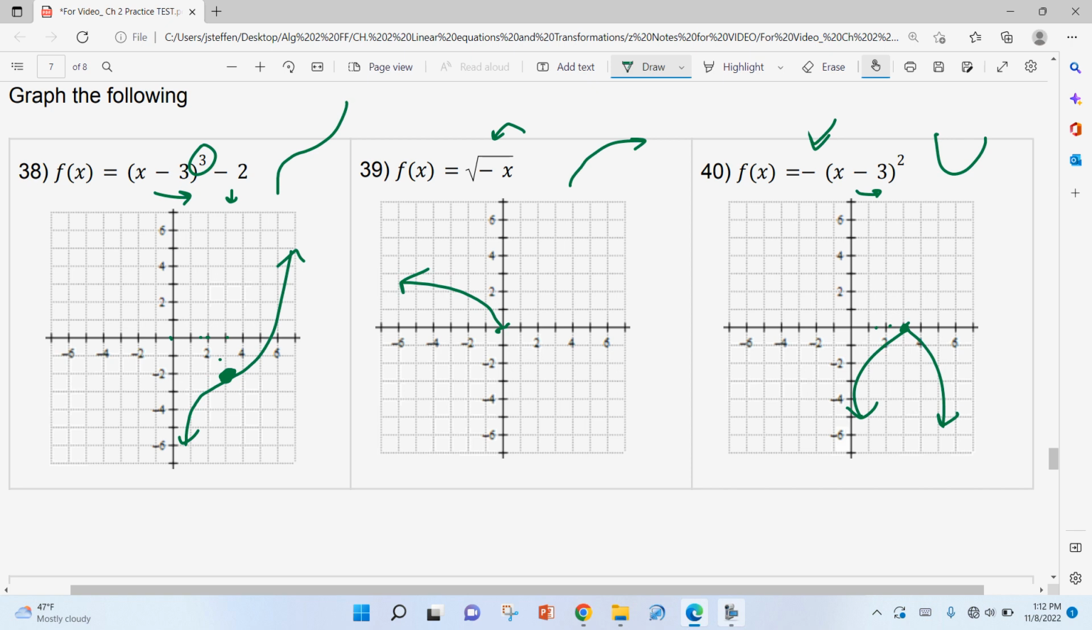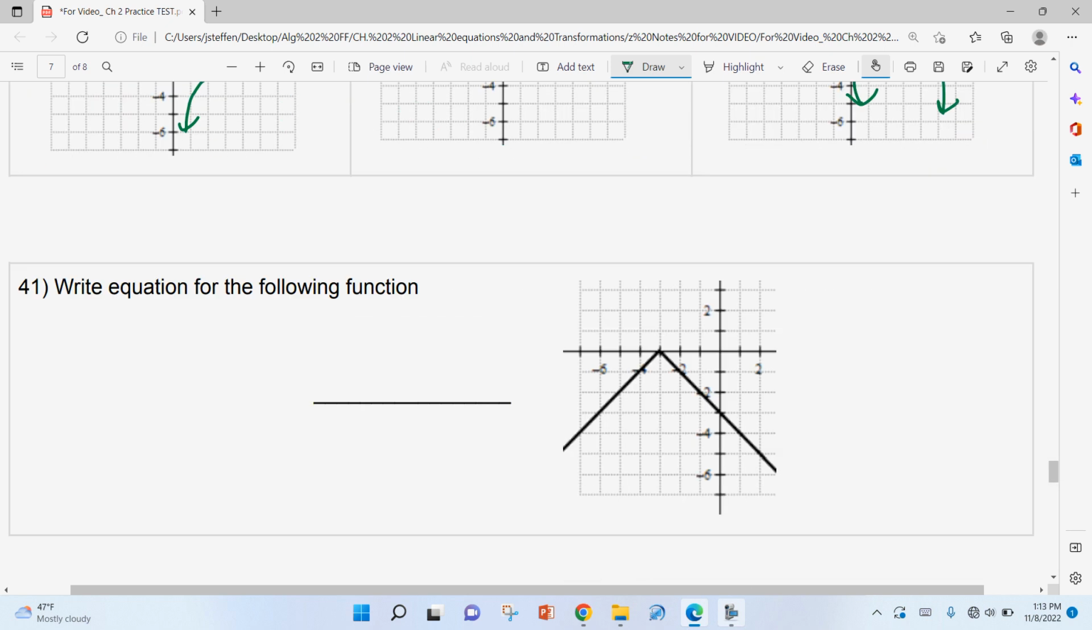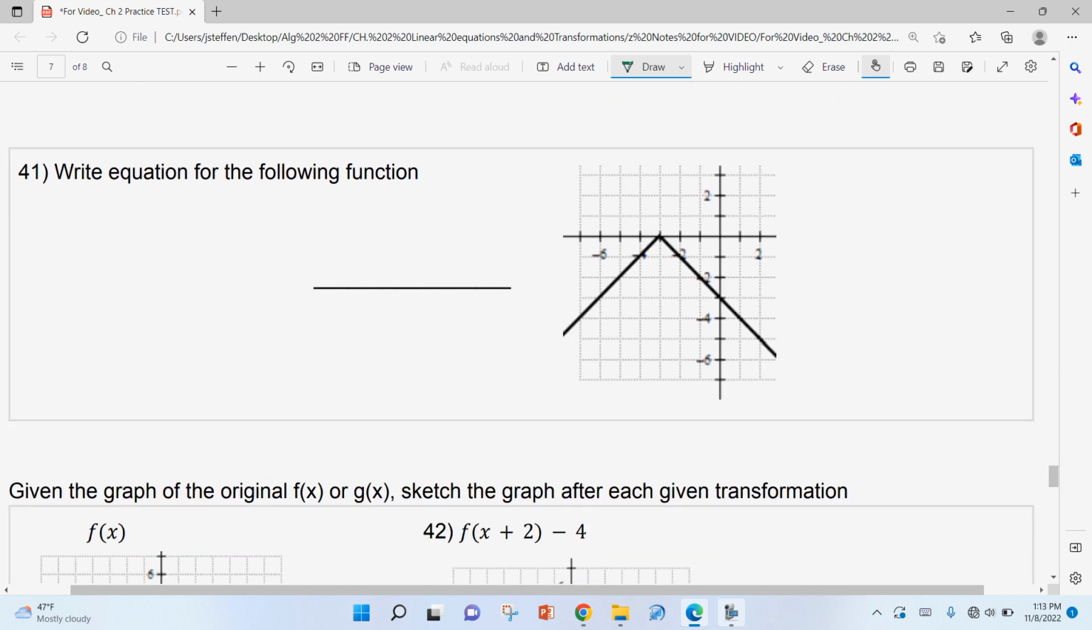If it's an absolute value, I'm going to be a little bit more particular because we did that extra lesson. So all this was on section 2.5. When we did 2.6, all we did was hone in on absolute values. And so I am going to be a little bit more particular if it's an absolute value. So write the equation for this function.